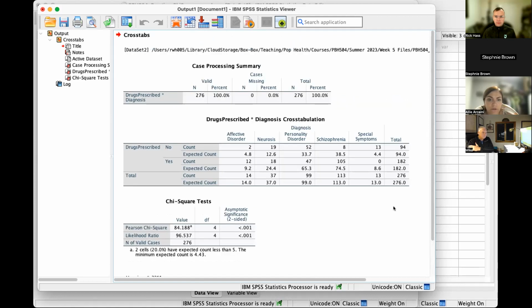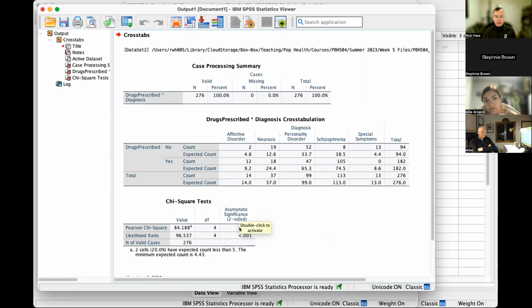Can I ask a question? Yeah, sure. I'm just confused about what we're supposed to do with the chi-square value. Obviously 84 is a high number, but when is it high enough to say that it is significant? Right. So this is why SPSS can sometimes be annoying.